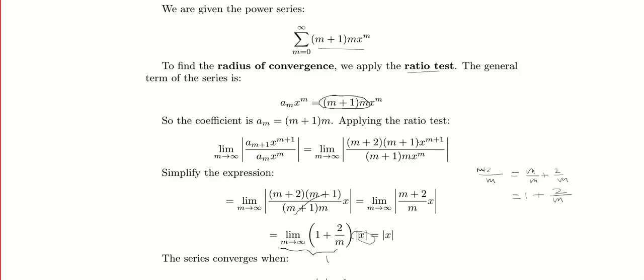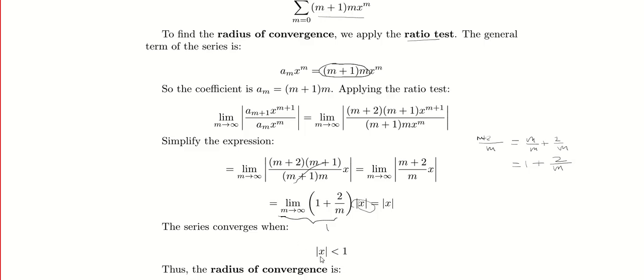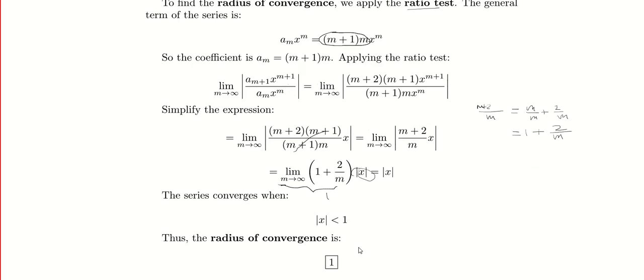And because we're applying the ratio test, we want the limit to be less than 1. So the limit being the absolute value of x is less than 1. So that means the radius of convergence is this number right here, which is 1.